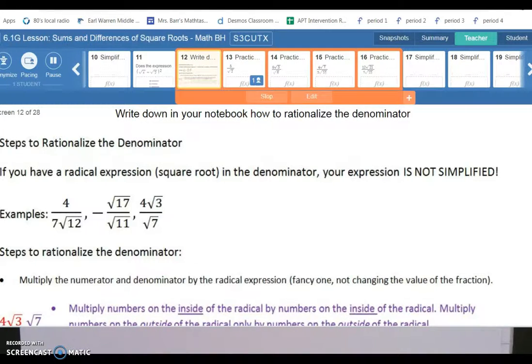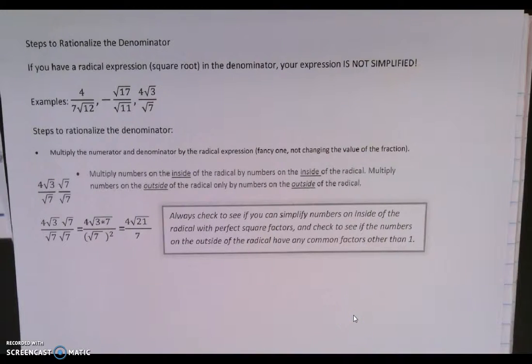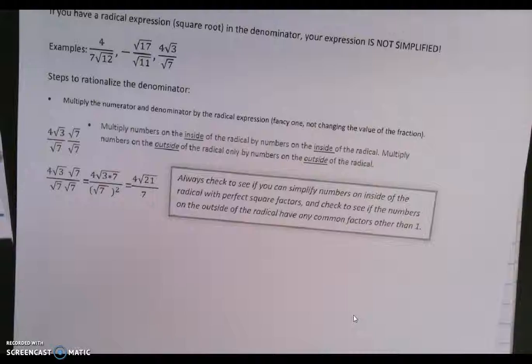Awesome. Now we're going to be looking at slides 12 through 16, talking about rationalizing our denominator. So these are steps to rationalize the denominator. If you have a radical expression, a square root, a cube root, an nth root, in the denominator of a fraction, your expression is not simplified. It's like having a negative exponent.